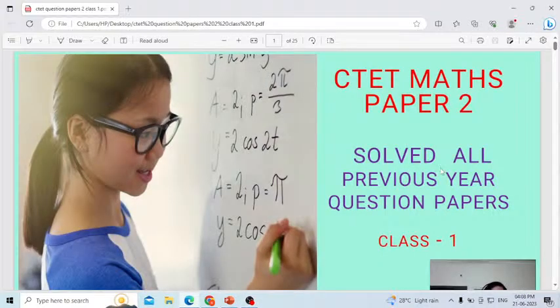Yes, already you know. Now onwards I am going to discuss CTET Maths Paper 2, especially Maths Paper 2, previous year important questions. I will solve only maths questions, previous year questions, okay? Only CTET Maths Paper 2. I am planning to discuss more than 300-350 questions. All the previous 10 years' questions I am planning to discuss with you.